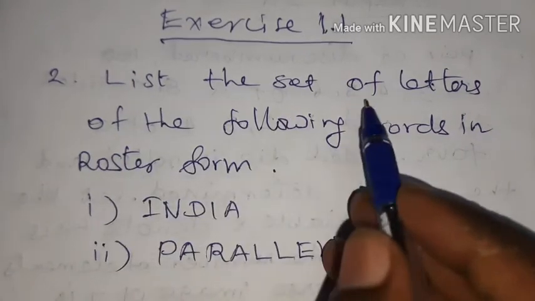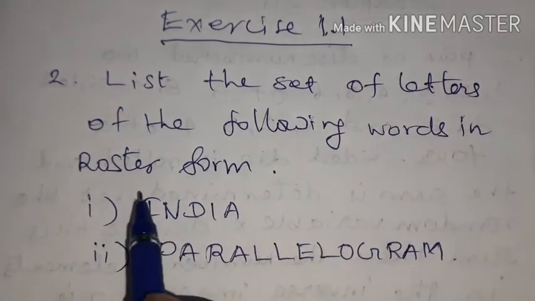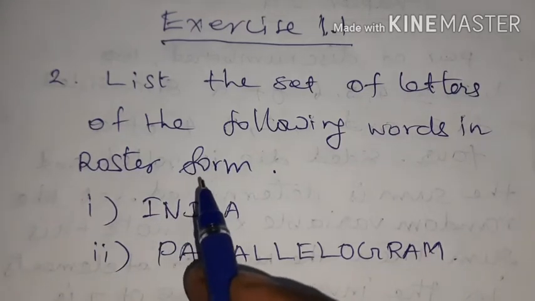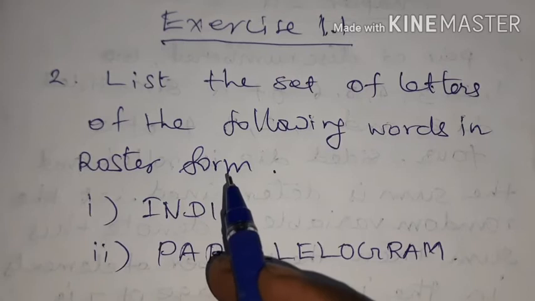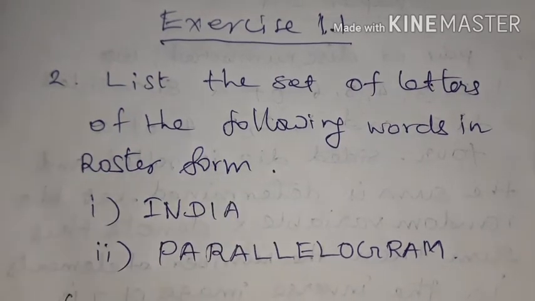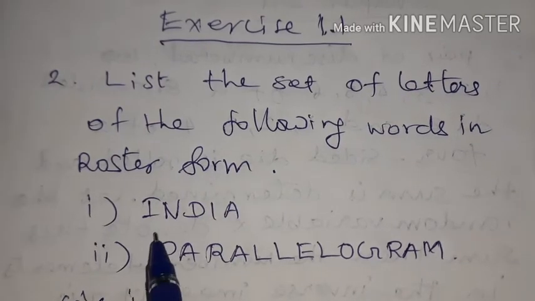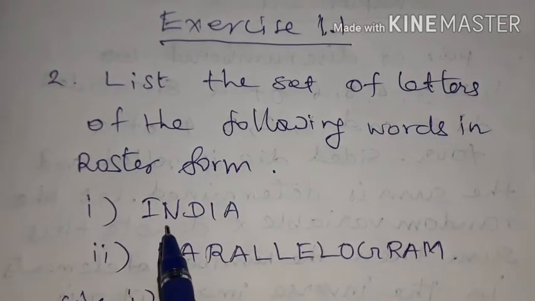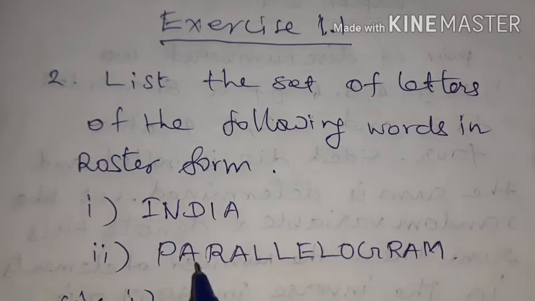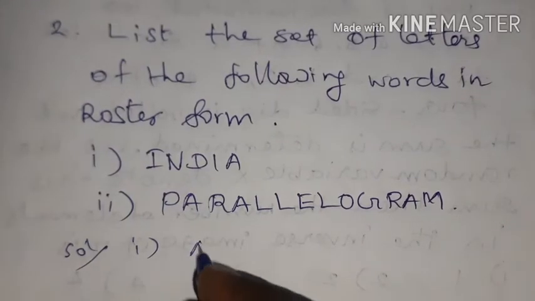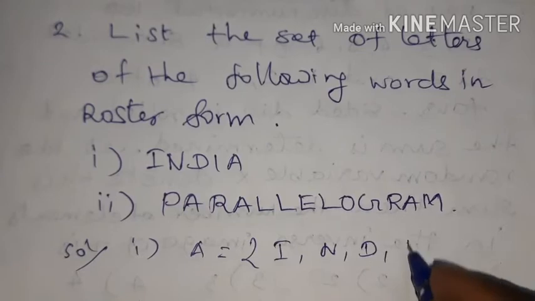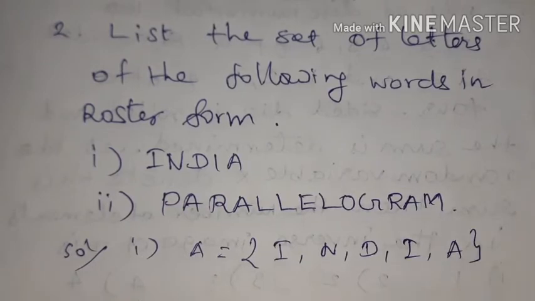List the set of letters of the following words in roster form. Definition of roster form: a set can be described by listing all the elements of the set. First one, India. Solution: list the elements in India. Write within the curly brackets, write the elements one time. A is equal to {I, N, D, I, A}, India.